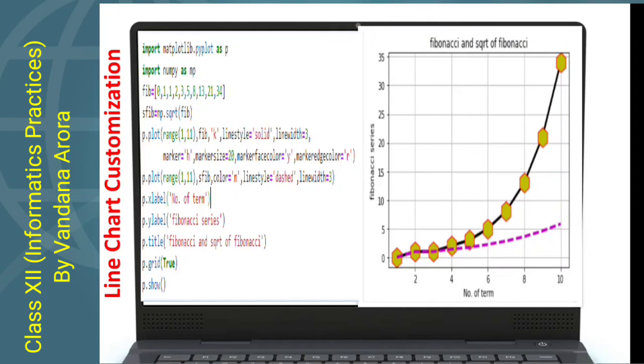Two plots I have drawn. Then xlabel I have used number of terms, ylabel Fibonacci series, and the title of the graph is Fibonacci series and square root of Fibonacci series. p dot grid equal to true. This is a function to show the grid. You can see the grid lines on my graph. Boxes are shown. This is shown with the help of this function grid true.